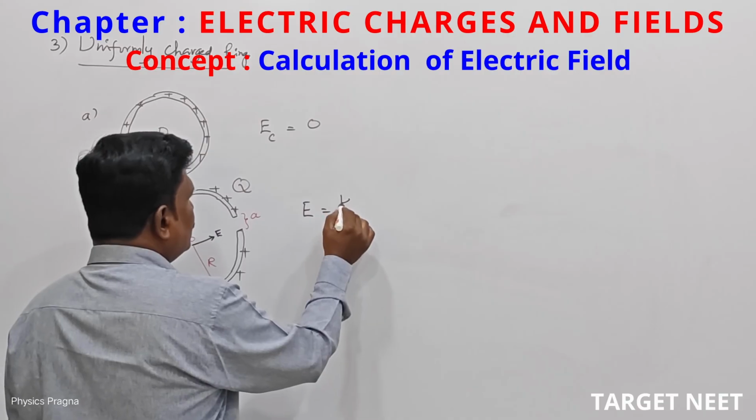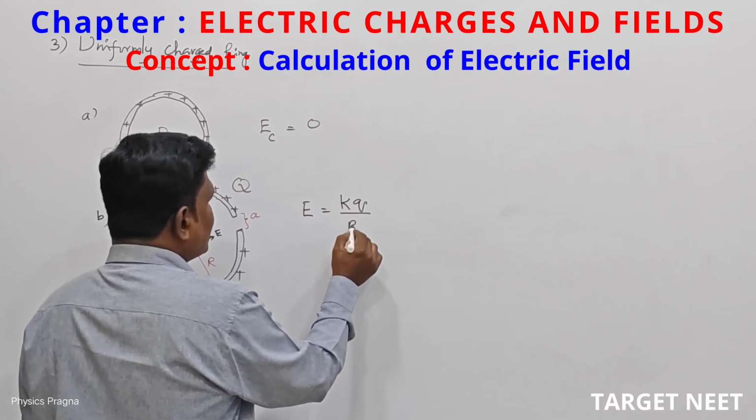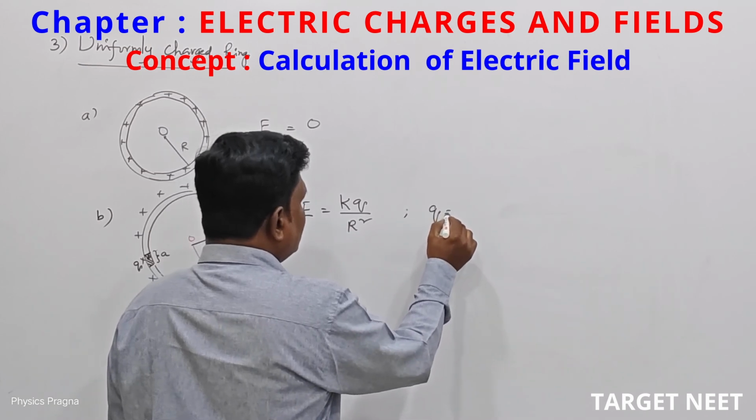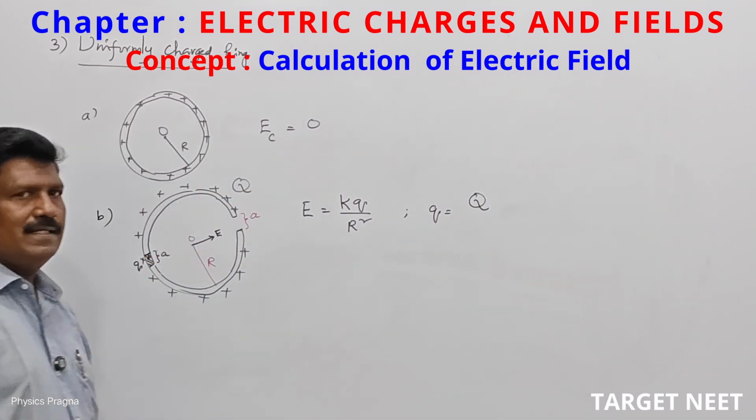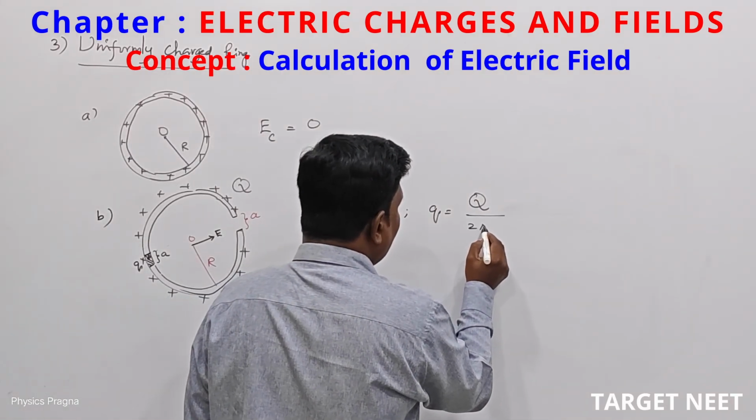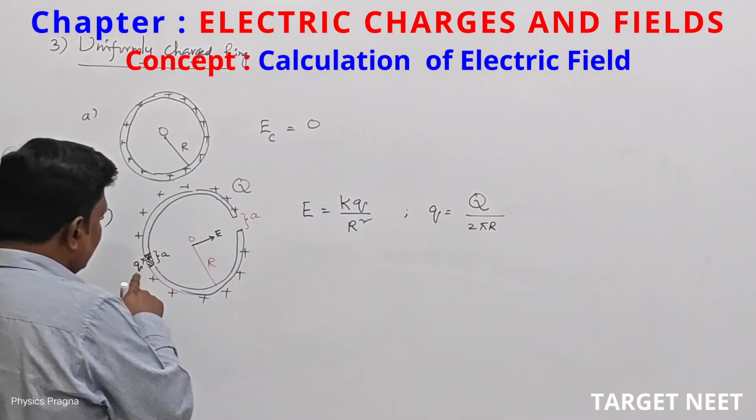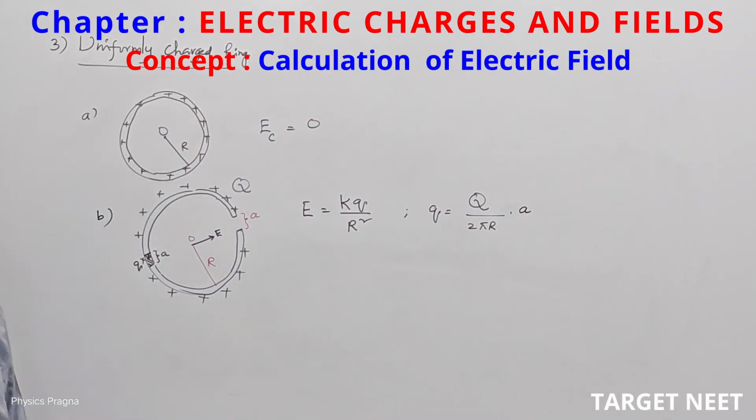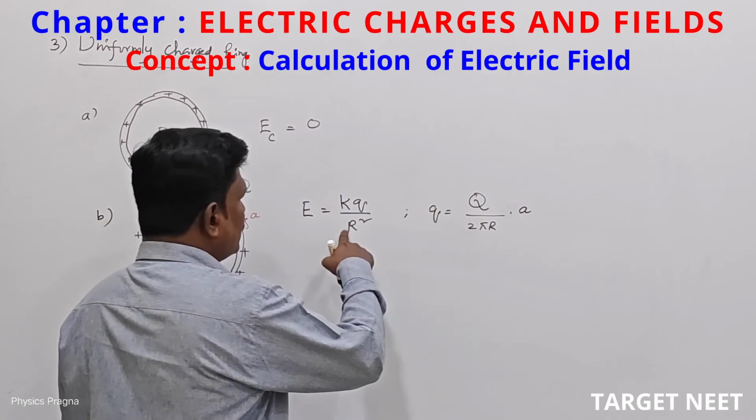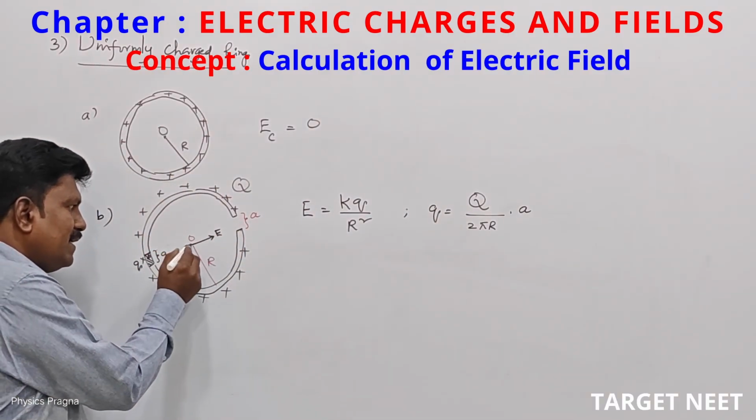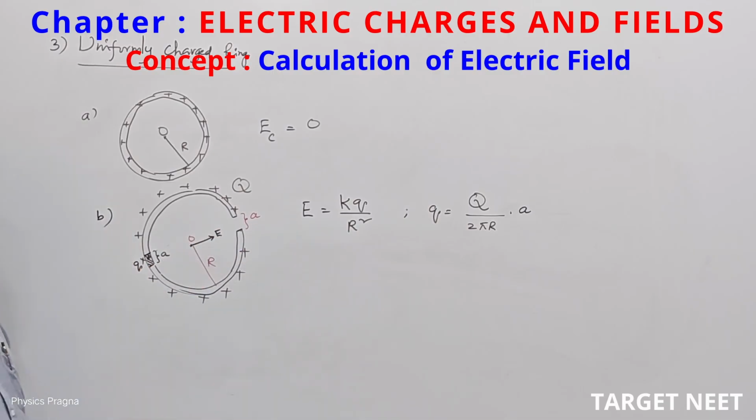So our regular formula is electric field is equal to kq by r square. This q value we have to calculate. What is the q value? Total charge is Q, and total length of the wire is 2 pi r. How much is cut? This small element A. So this is the charge. If you substitute this charge value here, you can calculate the electric field. The direction of electric field at the center is away from the positive charge and towards the opening.